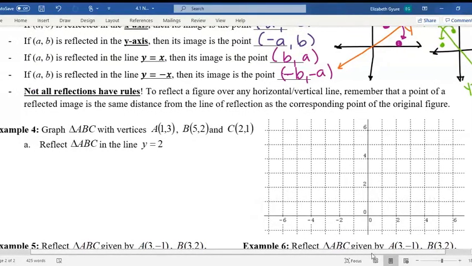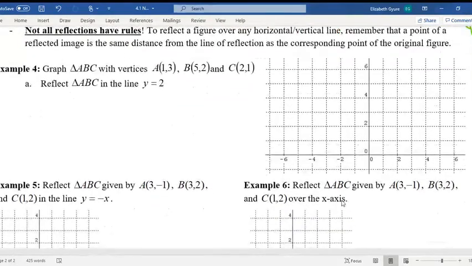Okay, so example 4. This says graph triangle ABC with vertices A is 1, 2, B is 5, 2, and C is 2, 1. So let's graph that first. Don't forget to label it. So A is 1, 3. B is 5, 2.